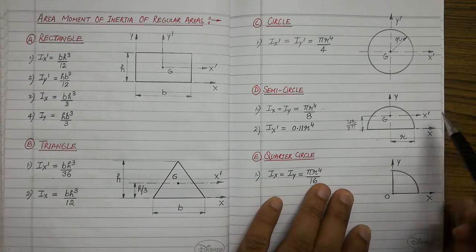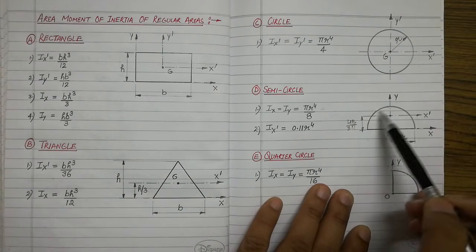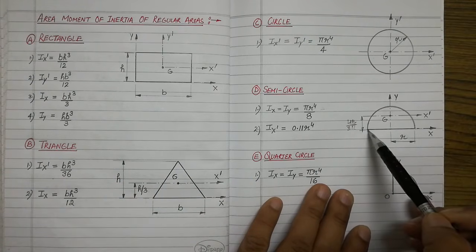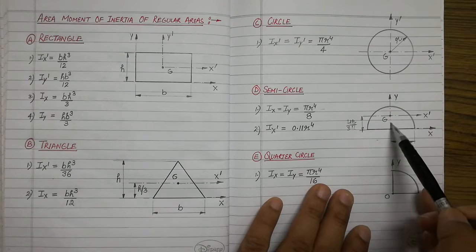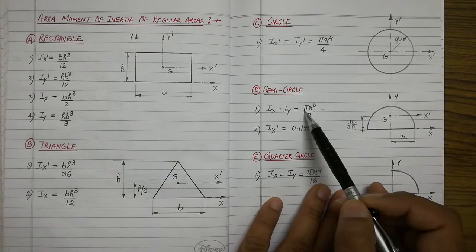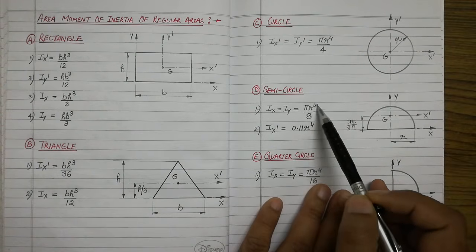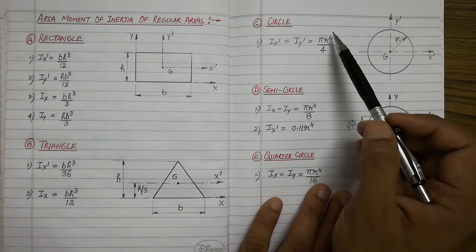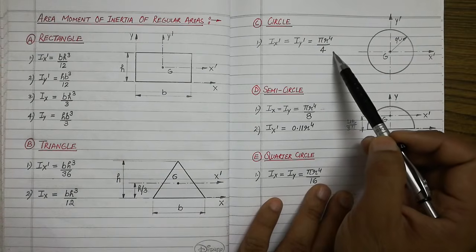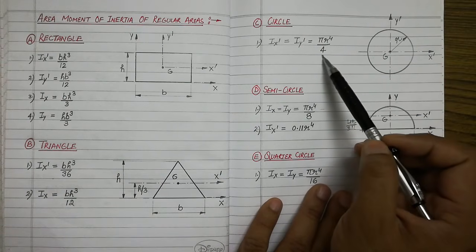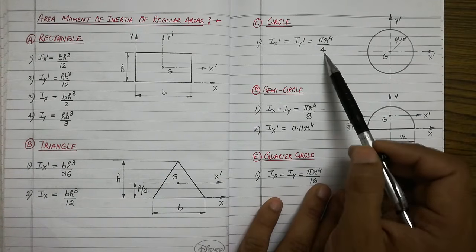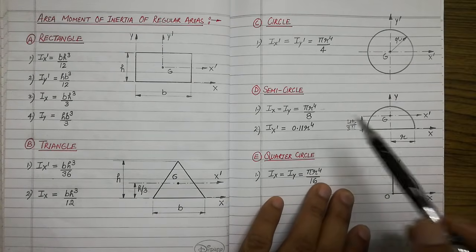So moment of inertia of this semicircular area about its base and along the axis of symmetry is equal to pi r 4 by 8. So it is Ix equal to Iy equal to pi r 4 by 8. So it is half of the moment of inertia of the circle about its centroidal axis. So over here it is 4, over here it is 8.